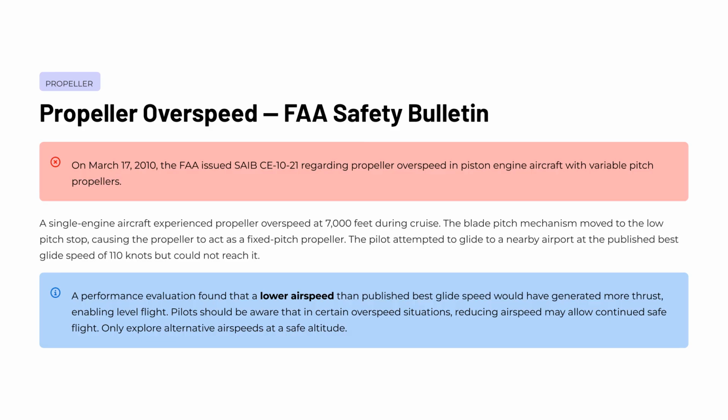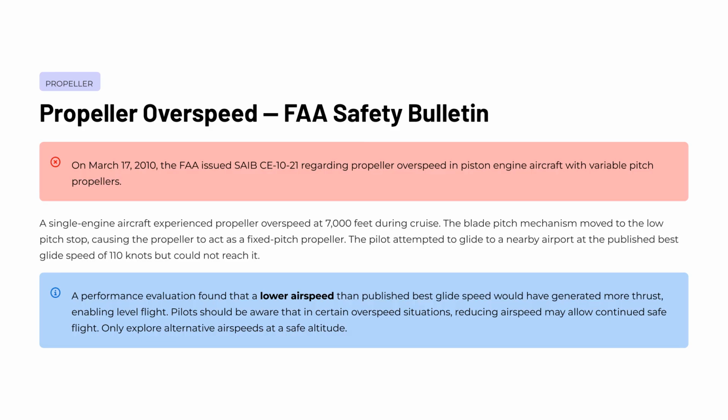In March 2010, the FAA issued Safety Advisory Bulletin SAIB CE 1021 addressing propeller overspeed events in piston engine aircraft equipped with variable pitch propellers. This bulletin highlights a critical lesson that every pilot operating this type of aircraft should understand.